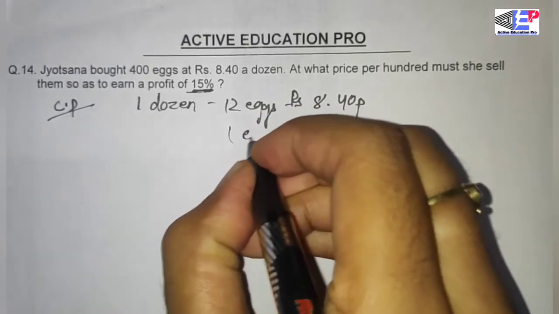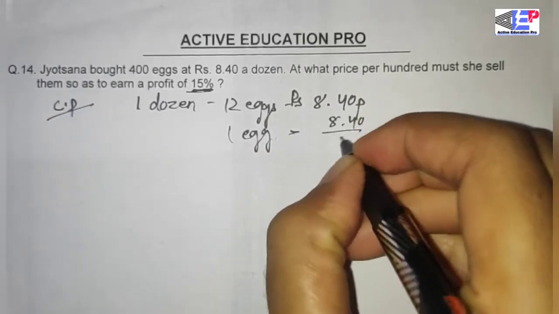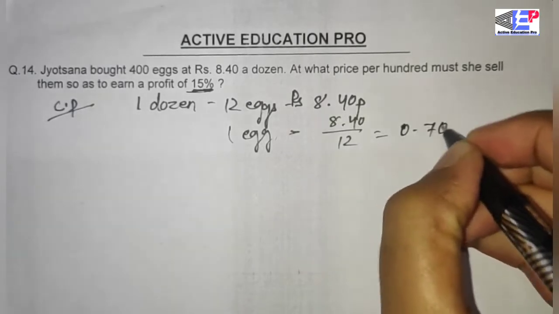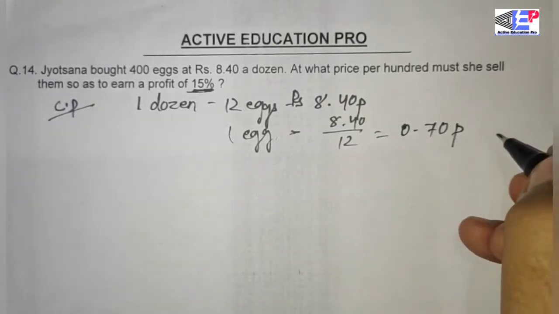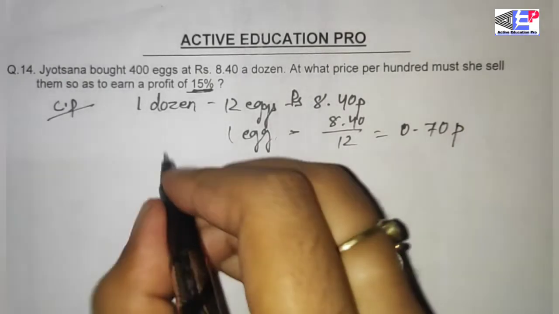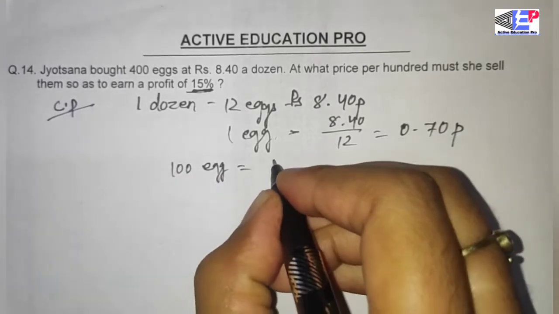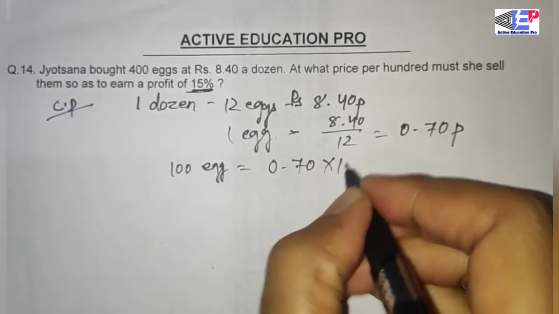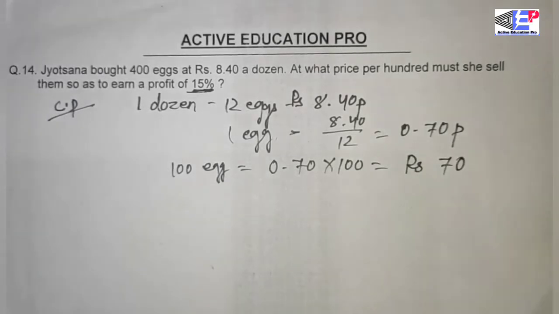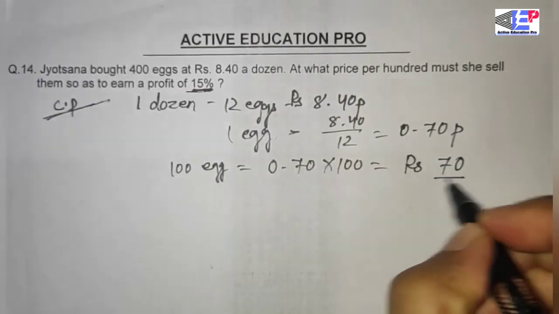So for one egg the cost price will be 0.70, which is 70 paise. The cost price of one egg is 70 paise. So for 100 eggs, it is 0.70 into 100, which is equal to 70 rupees. So for 100 eggs, the cost price is 70 rupees.